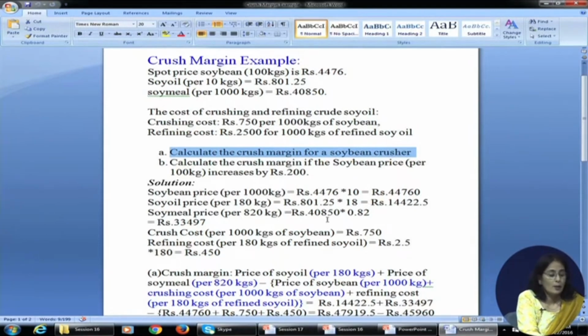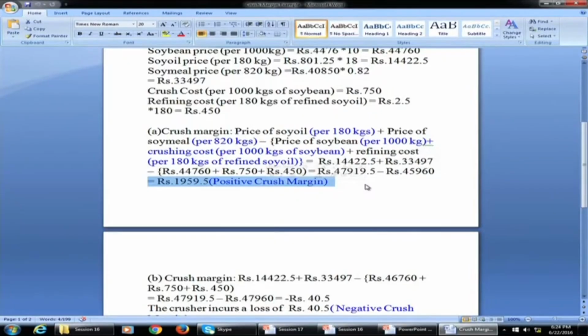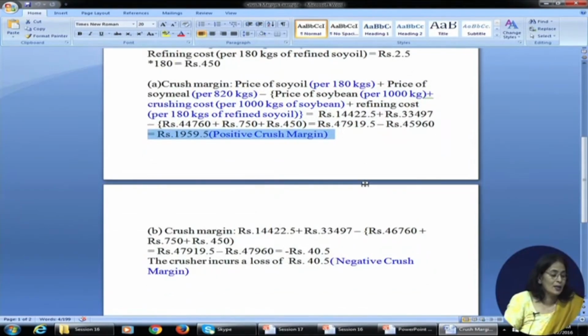So it's just a simple calculation, and it indicates, if you see, the answer to the first part of the question is a positive crush margin. So that means by crushing soya bean and selling soya oil and soya meal and paying for crushing and refining cost, the crusher or the company which is in the business of branded soya oil manufacturing is earning a profit of 1960 rupees, and with only 200 rupees increase in the soybean prices, everything else remaining constant, the crush margin turns to negative 40.5 rupees, or let's say 41 rupees per every metric ton of soya bean getting crushed.